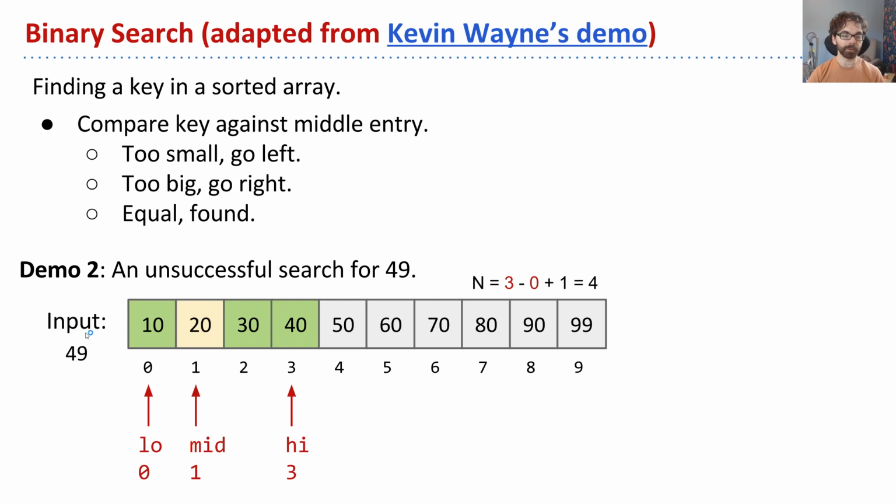And in this case, I compare 49 to 20. 49 is too big, so we'll look on the right. Okay, again, we have 2 items to look at. We would like to look at position 2.5, but there isn't a position 2.5.